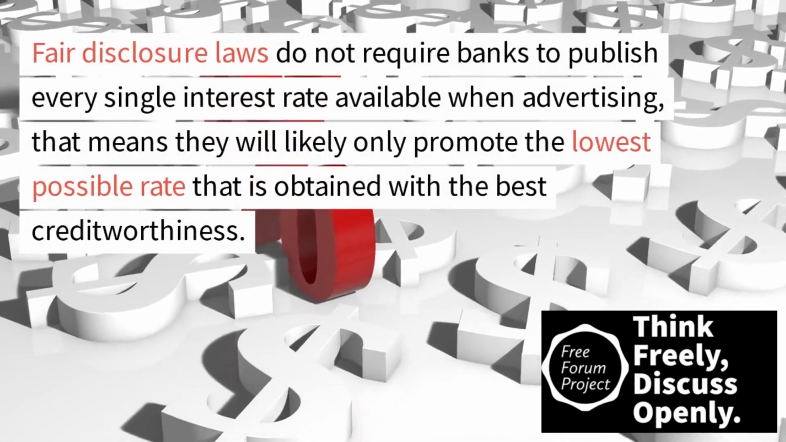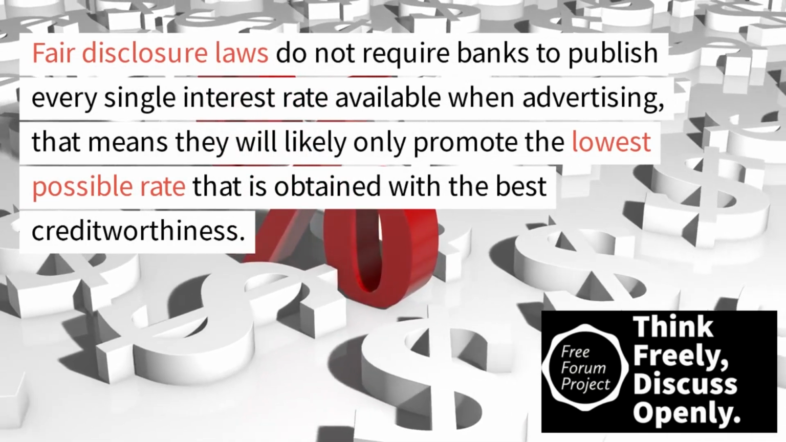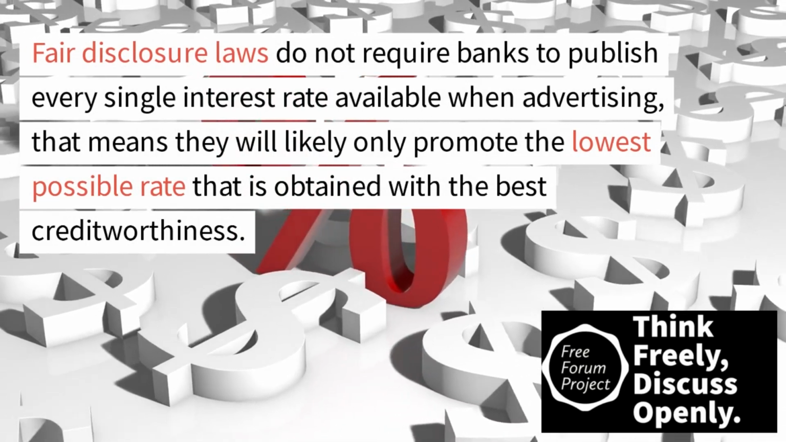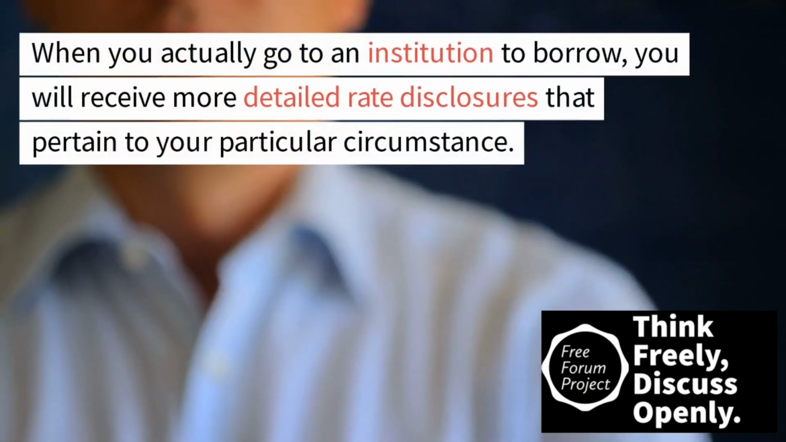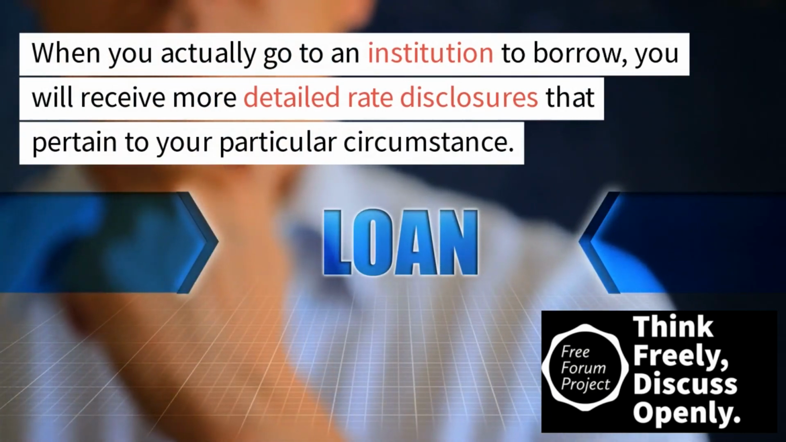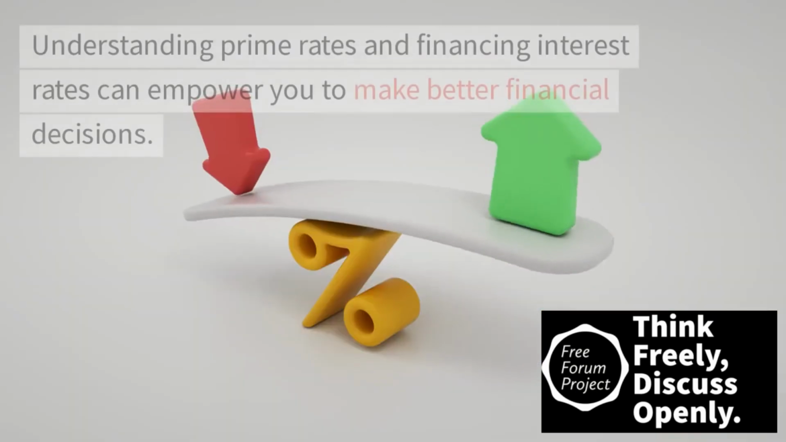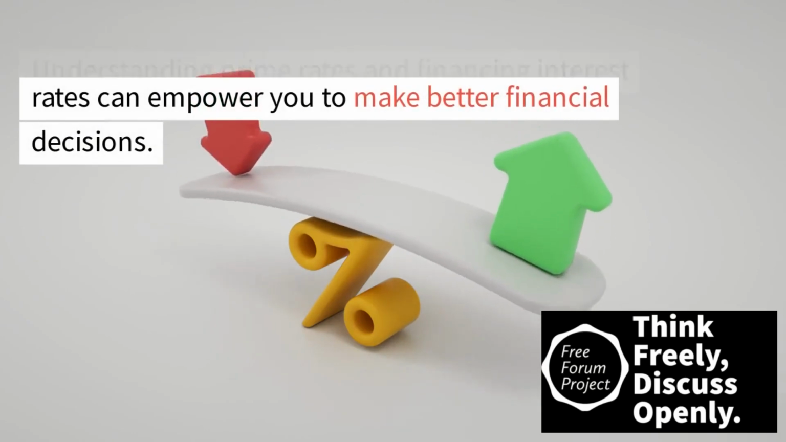Fair disclosure laws do not require banks to publish every single interest rate available when advertising. That means they will likely only promote the lowest possible rate that is obtained with the best creditworthiness. When you actually go to an institution to borrow, you will receive more detailed rate disclosures that pertain to your particular circumstance. Understanding prime rates and financing interest rates can empower you to make better financial decisions.